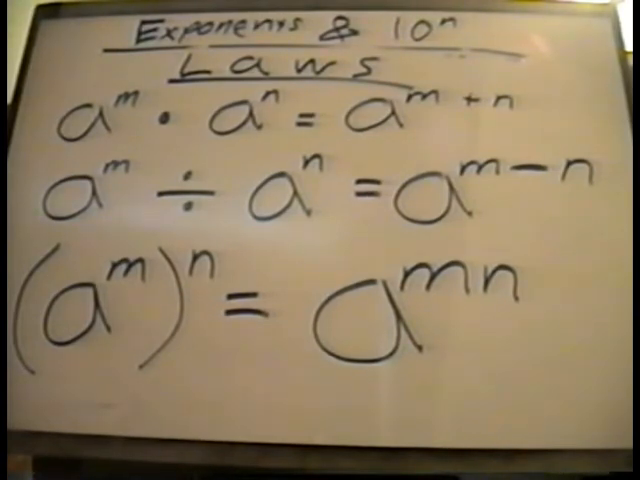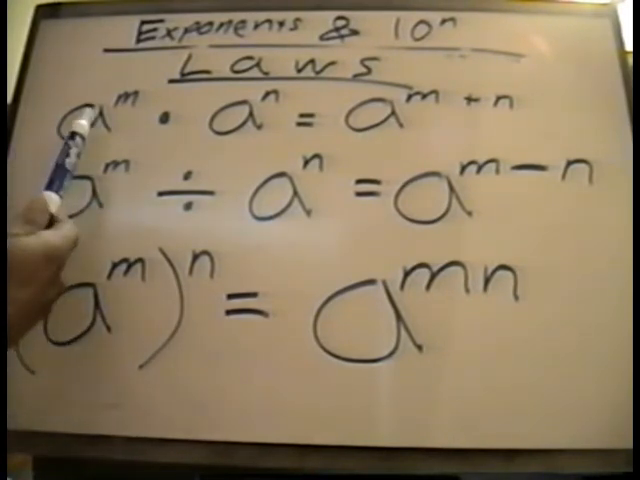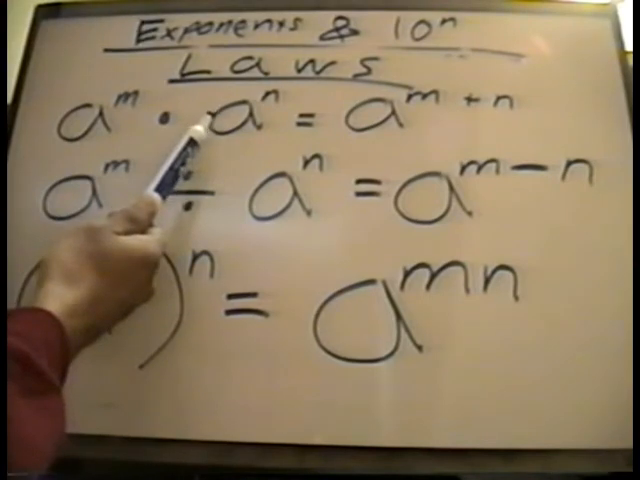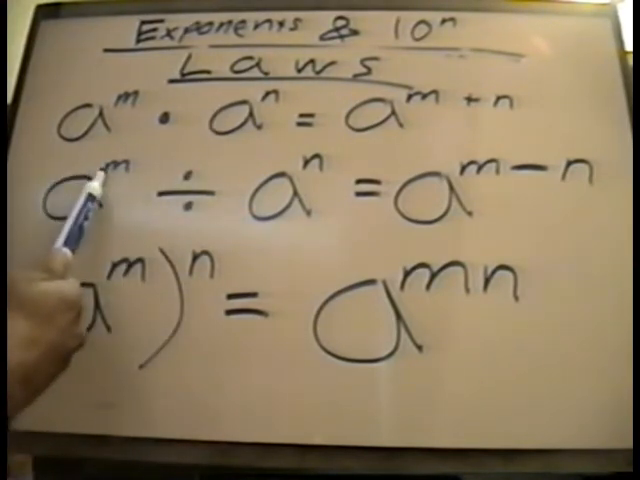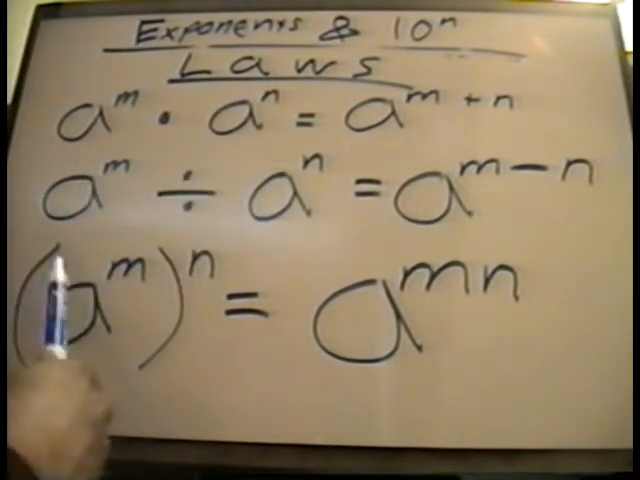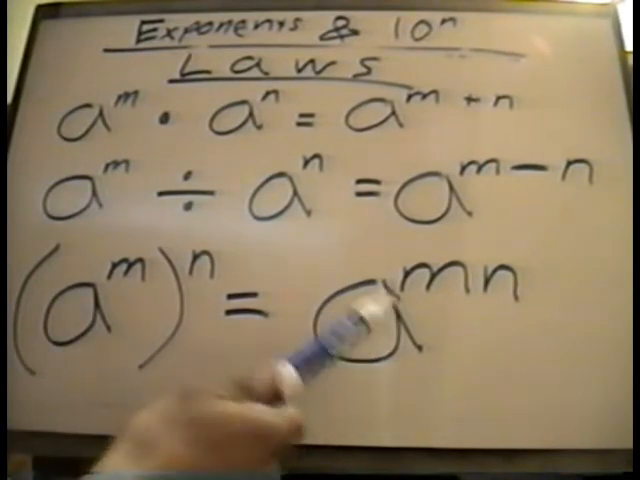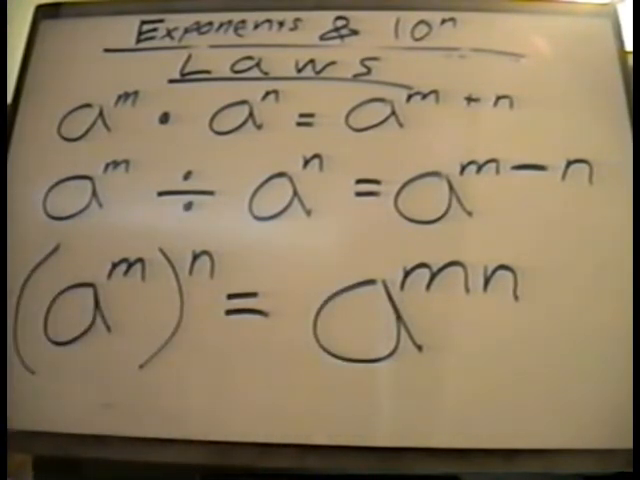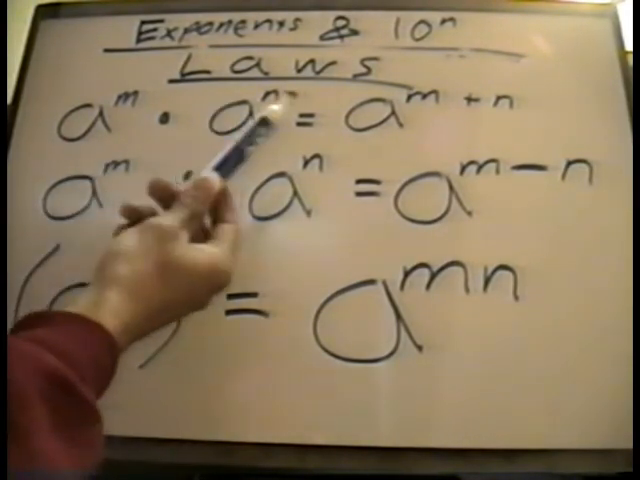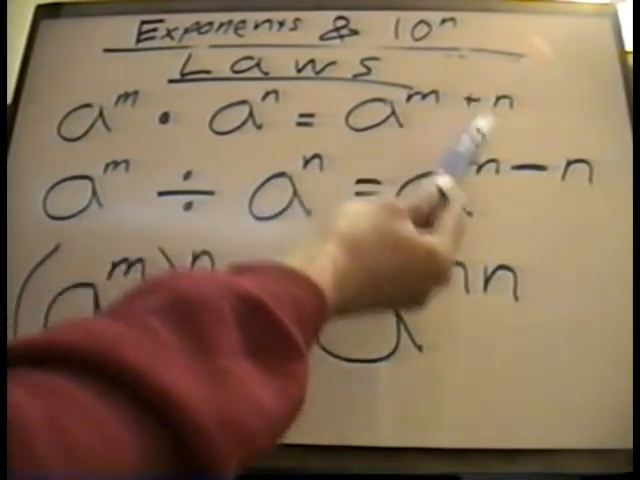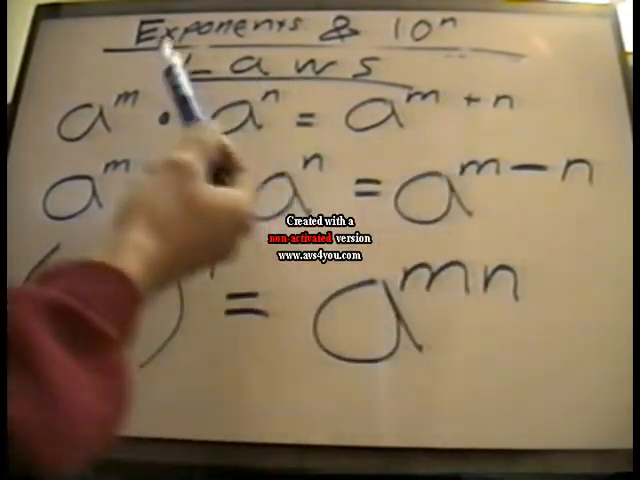So this is your first rule. This is your multiplication law of exponents. Here's your division law for exponents. And here's your power law for exponents. You should write these down. Now here, you see the multiplication law is directly opposite from the division law. Here we have a multiplication. Here we have a division.